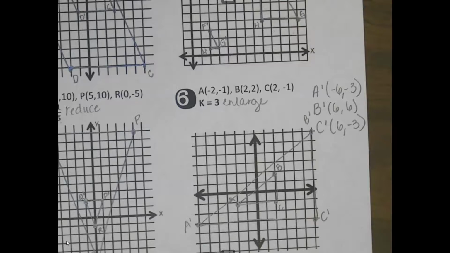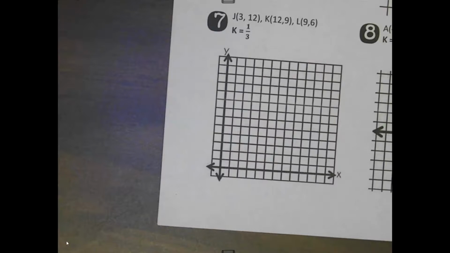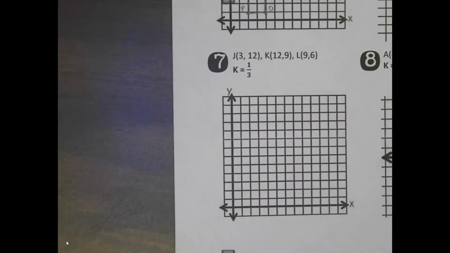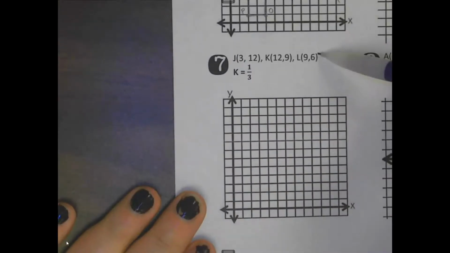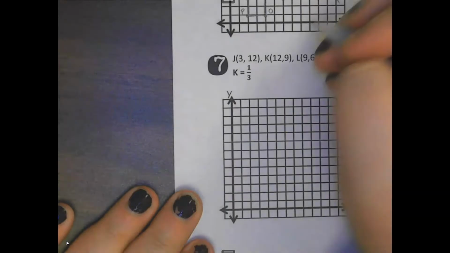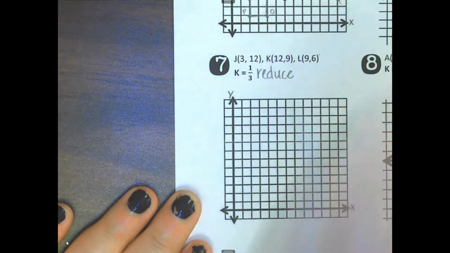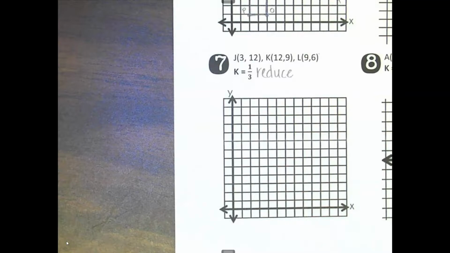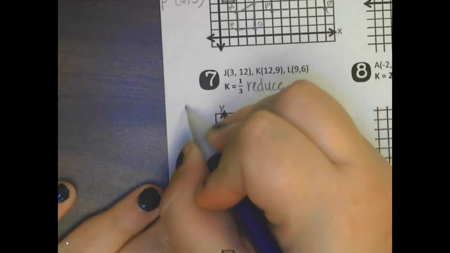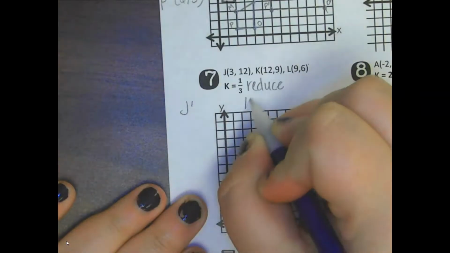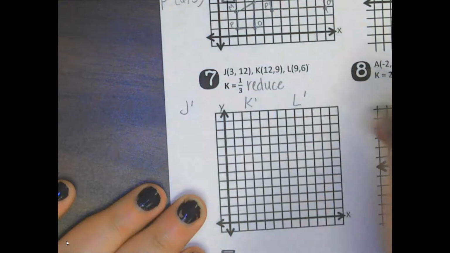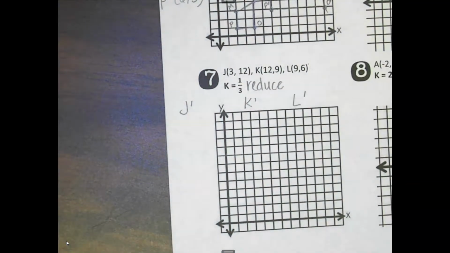All right, the next one I want you to do all by yourself, but you're not going to do it all the way. All I want for number 7 are the new points. I don't want you to plot these points. I just want the new points. This is going to be a reduce, so my numbers will get smaller. All right, and I want you to do it by yourself. So all I want for this one is your J prime, your K prime, and your L prime. So pause the video. When you got those 3, we'll push play and we'll see if we got them right.